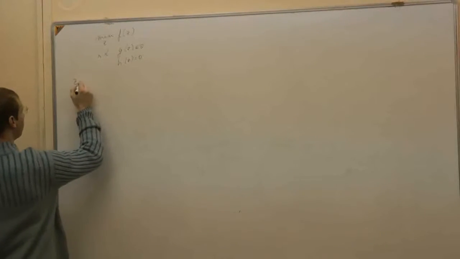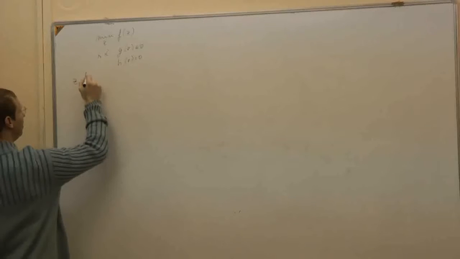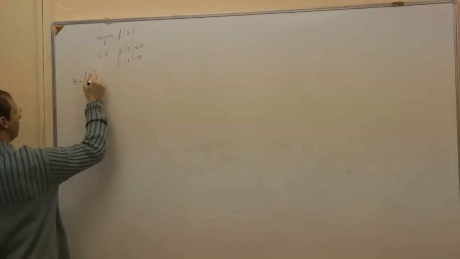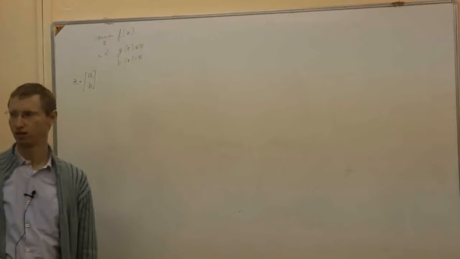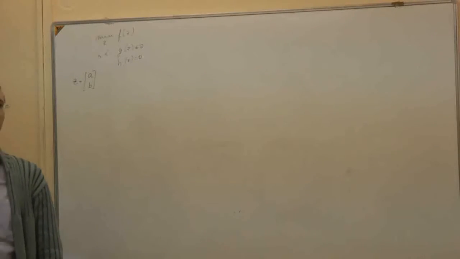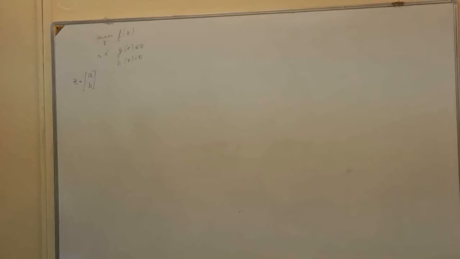What are the optimization variables? Okay, so our vector of optimization variables, this z, would be a and b. Now the question is, what is the cost function? What are we trying to optimize? One option is to minimize sum of squares of what? Of the distance of the point from the line.